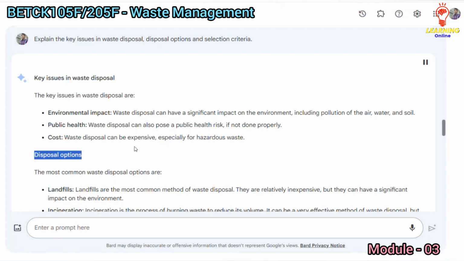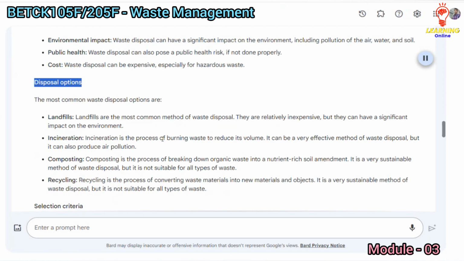Disposal options. The most common waste disposal options are landfills. Landfills are the most common method of waste disposal. They are relatively inexpensive, but they can have a significant impact on the environment. Incineration. Incineration is the process of burning waste to reduce its volume. It can be a very effective method of waste disposal, but it can also produce air pollution.